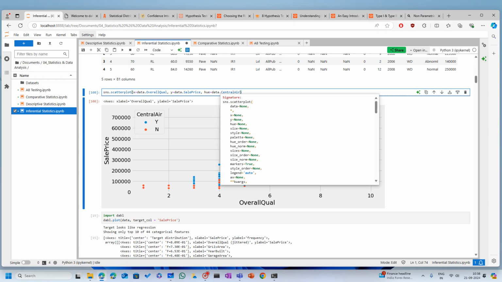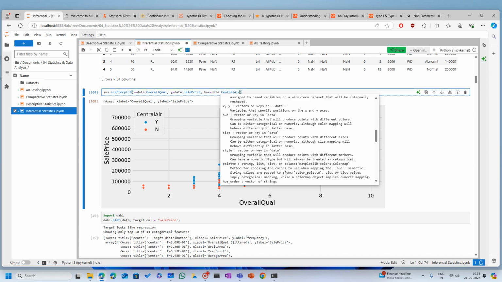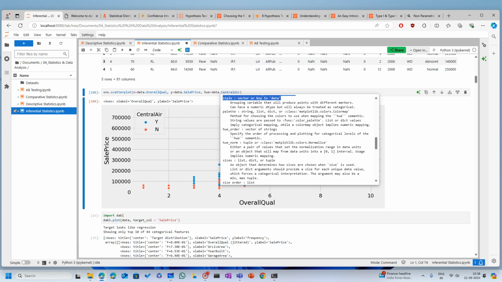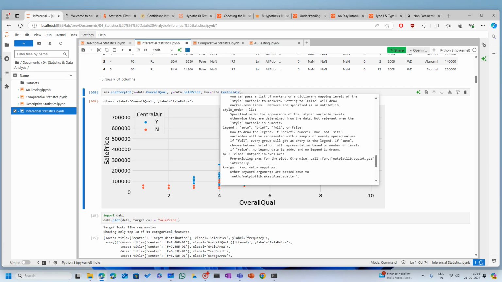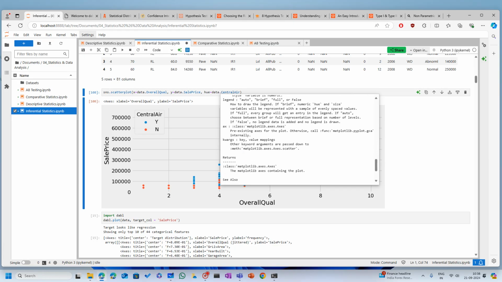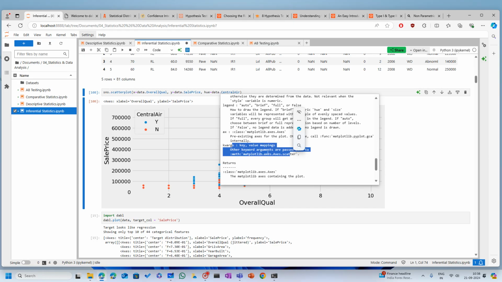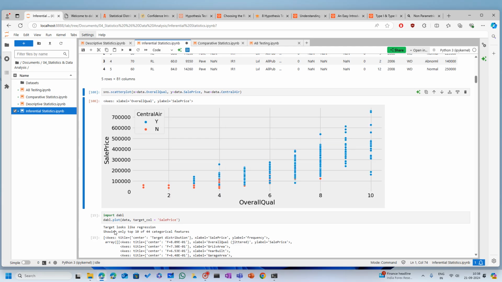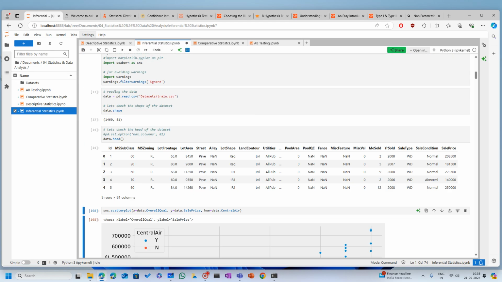Okay, size is none. Maybe size. What does size do? The grouping variable will produce the points with different sizes, which can be categorical or numerical. Yeah, maybe they have done something to size, or they have used some categorical argument. Somewhere they have converted it into category. That's why they are getting that. No worries. Anyway, that's fine.